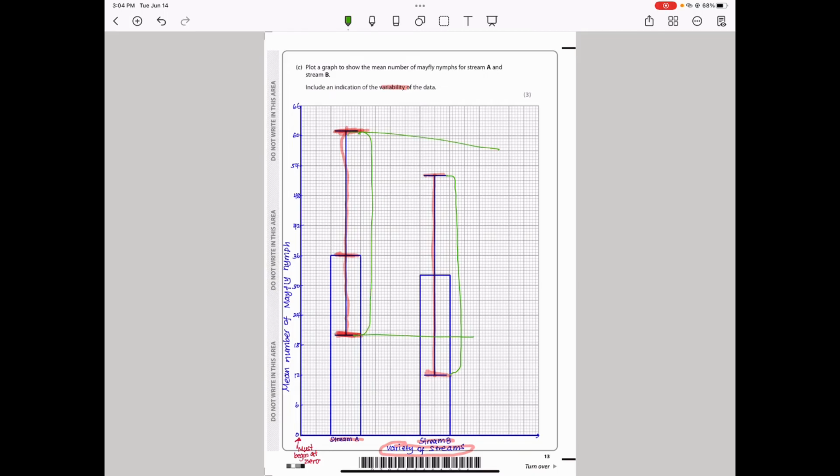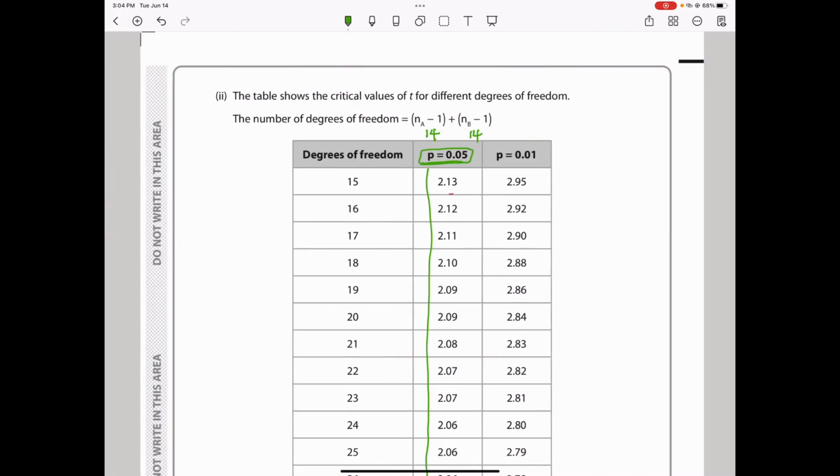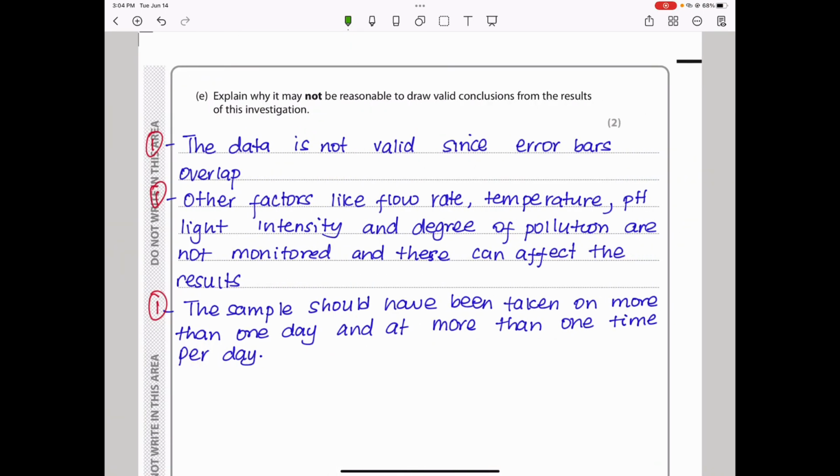So because the error bar for stream A and for stream B are overlapping, it means our results may not be that reliable or they may not be that valid. So for my first answer, I say the data is not valid since the error bars overlap. Remember, again, here they're asking you why it will not be reasonable to make a conclusion that actually there is no significance, as we have concluded previously in D.